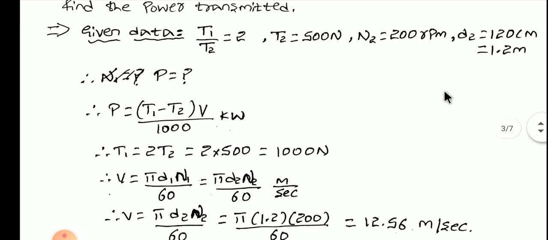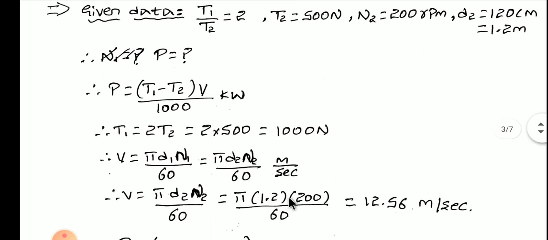In this case, n2 and d2 are given. You can use v is equal to pi d2 n2 by 60. Substitute the diameter d2, it is 1.2 meter. Similarly, substitute the n2 value. From that you will get the velocity of the belt. It is 12.56 meters per second.